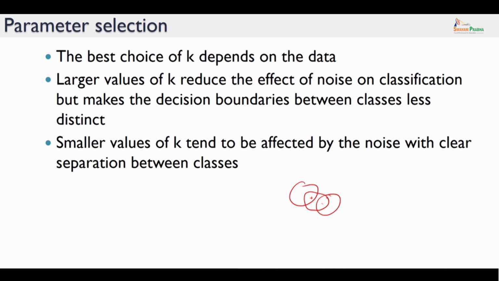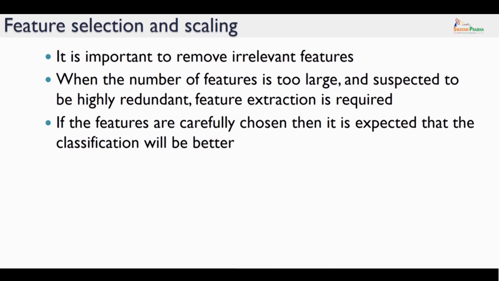So, these are some things to keep in mind, and as I mentioned before, it is important to remove irrelevant features, and scaling is also an important idea. If you choose your features carefully, then you would get better classification with KNN.